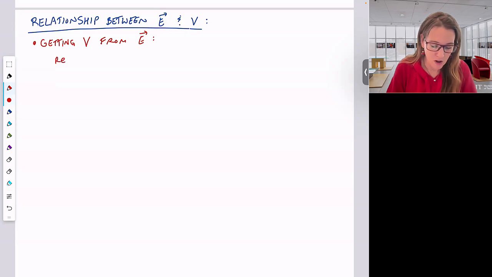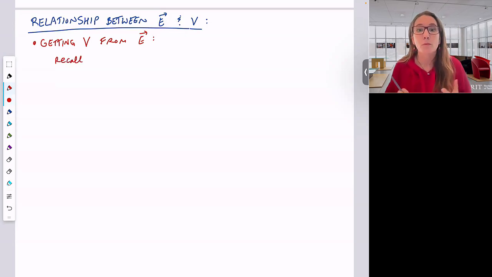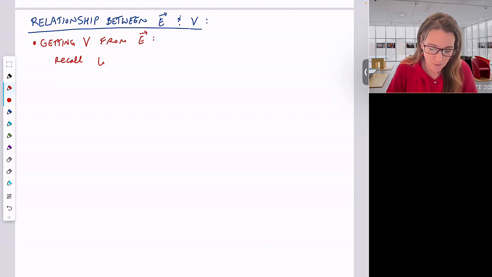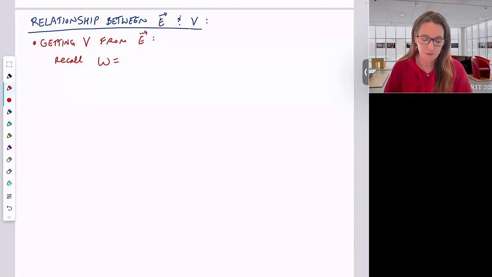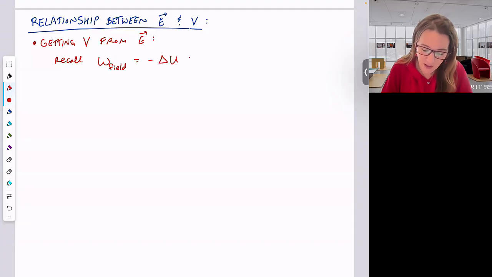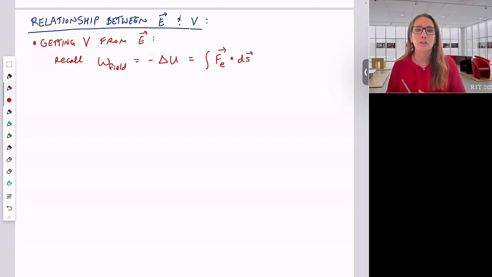So we want to recall how we started out doing some of our derivations. We talked about the idea of work done, and then work done by the field specifically was equal to the negative change in the potential energy. And then that was equal to the integral of the electric force dotted into some path length, right? That's our definition of work done. That was our negative change in the potential energy.